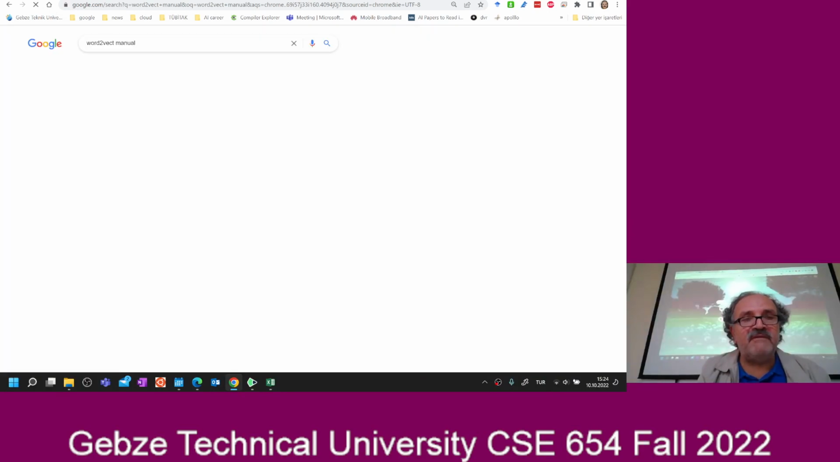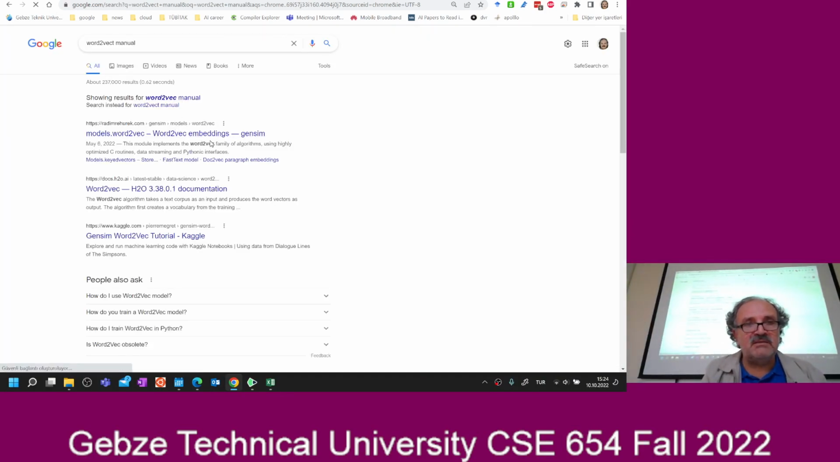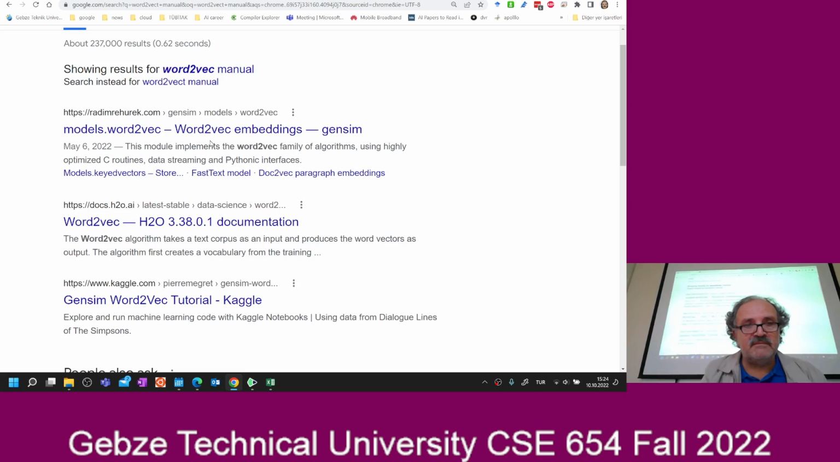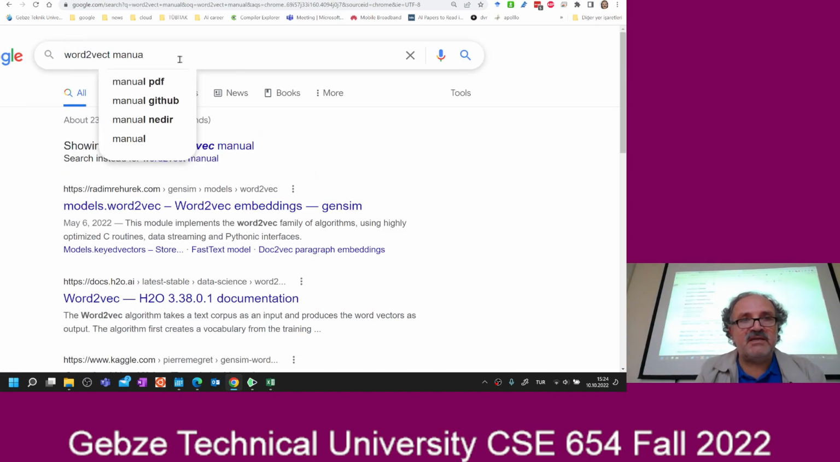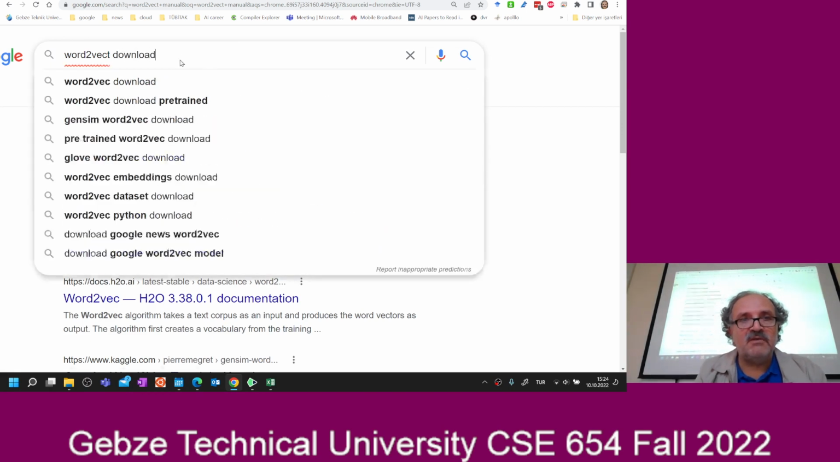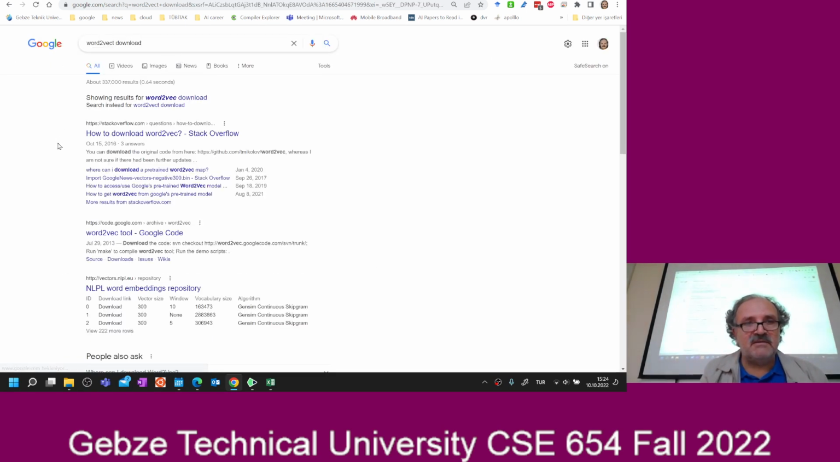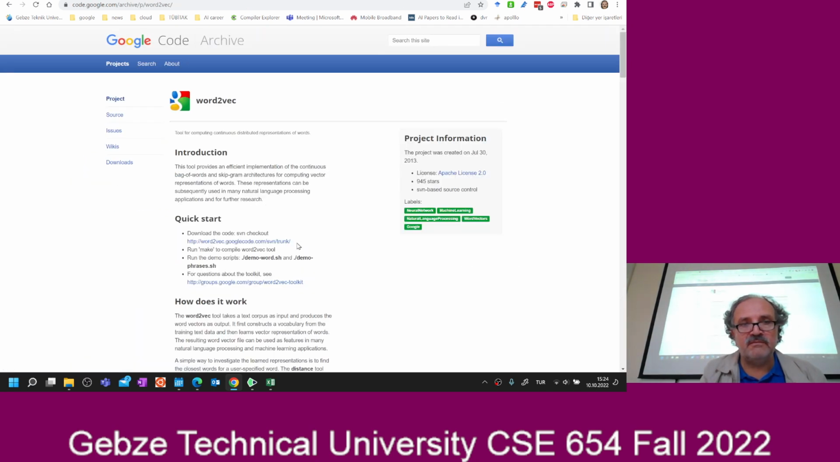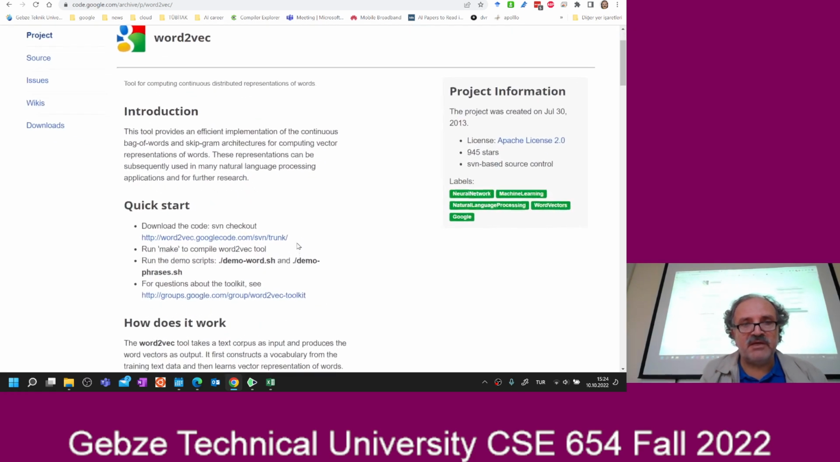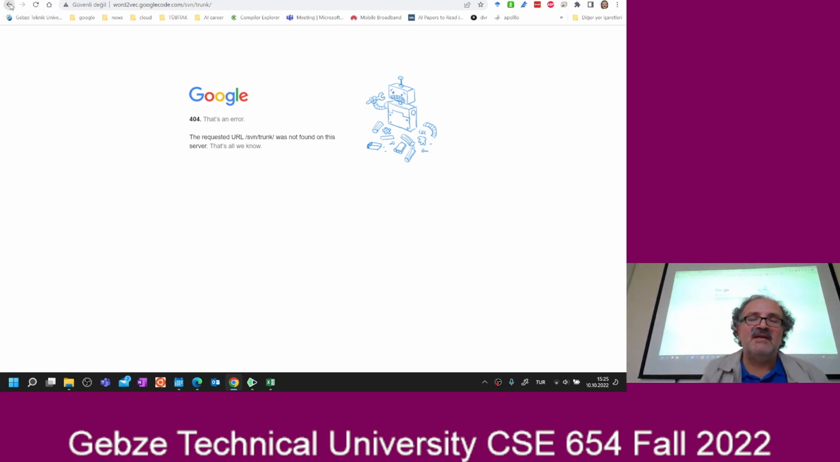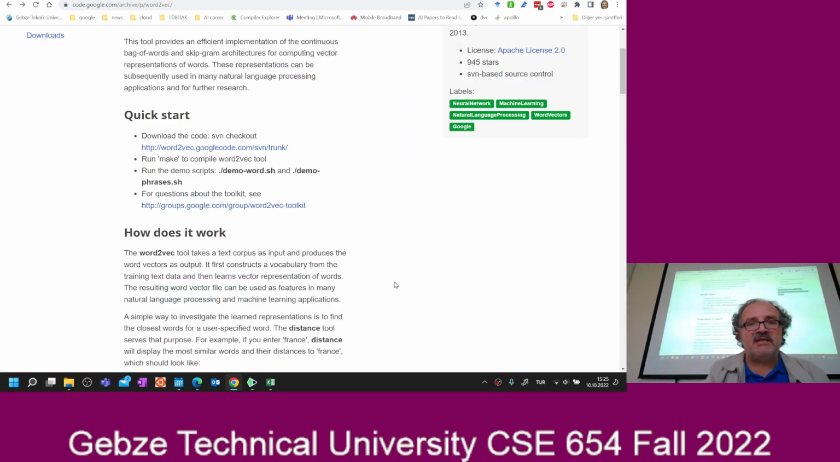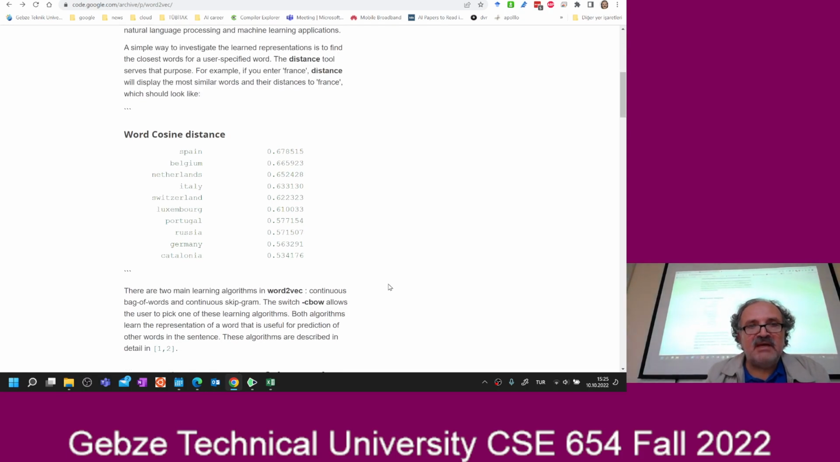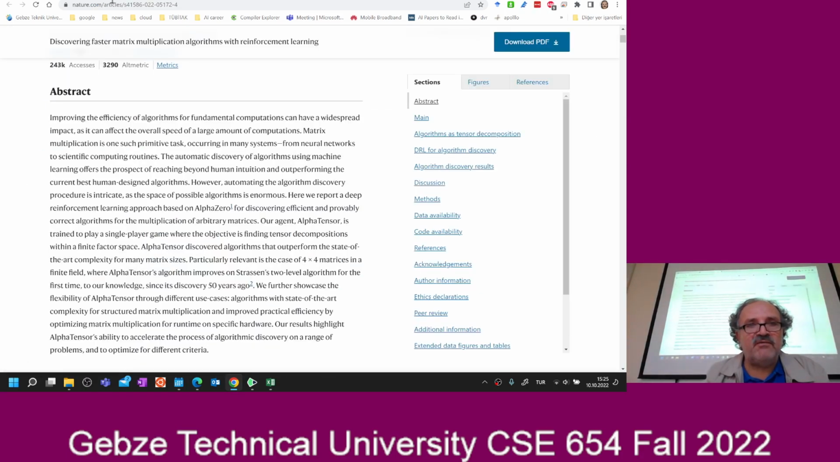Manual. By the way, you can download Word2Vec. Where is it? Yeah, this is the Word2Vec tutorial download. How to download it? Yeah, code Word2Vec tool. Okay, it is inside Google. So you are going to see that it's a C code of 200, 400 lines of code. That's it. And it calculates all the stuff for you.